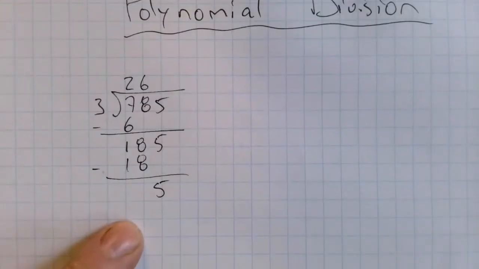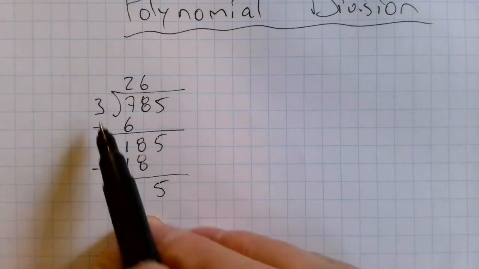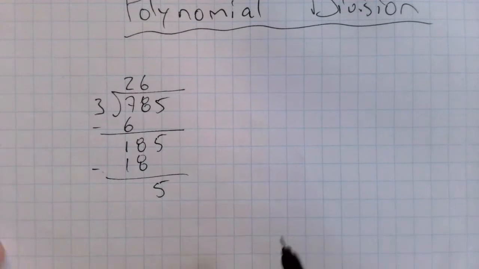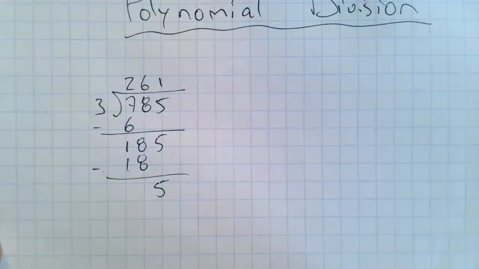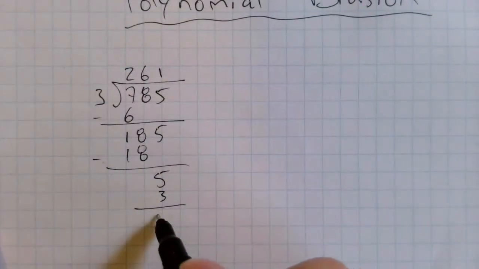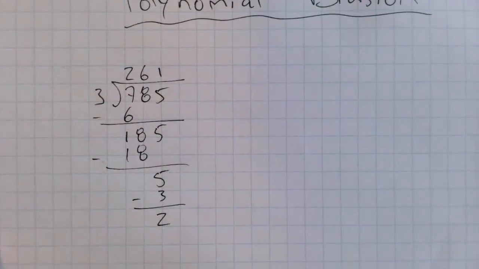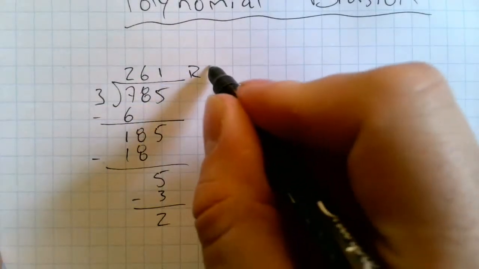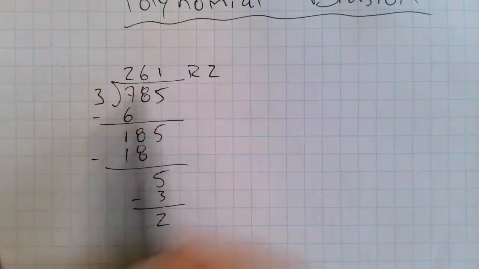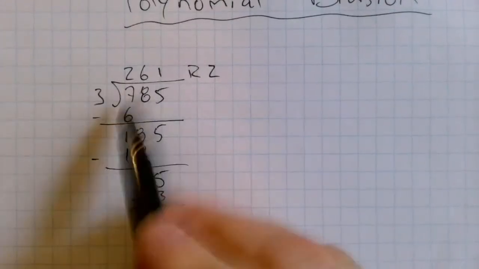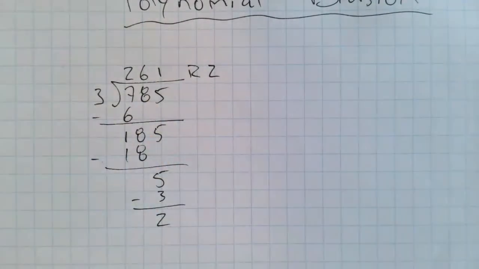Now I do the procedure one more time. How many times can I divide that 5 by 3? Ooh, this one's not so clean. 1 times 3 is 3. That's the closest I can get to 5, and I'm going to get 2 as a remainder when I subtract. So my quotient here is 261 with a remainder of 2. If I multiply 3 by 261, I get as close as I possibly can to 785. There will just be 2 left over. Okay, that's how that works.